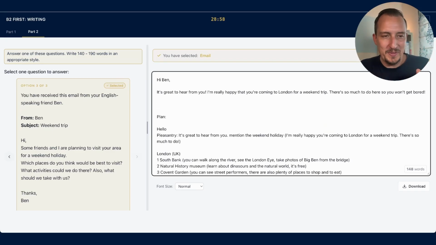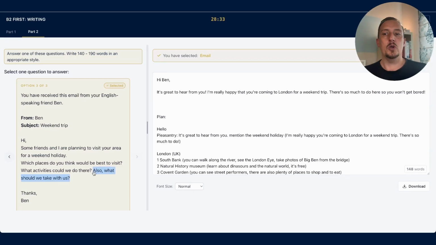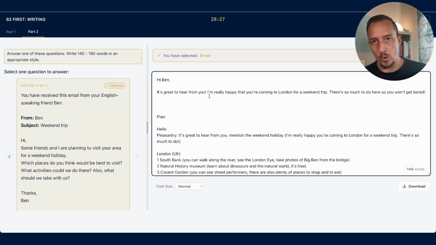We don't want to overdo it with the exclamation marks, but the pleasantry is nice as well, because if you've gone over your word limit, so if you've gone over 190 words, this is one of the first places you can look to cut down on the email. Remember, you want to make sure that you're including everything. You don't want to cut an activity necessarily, or you certainly don't want to cut a point. So you wouldn't want to cut, also, what should we take with us? So come to the pleasantry first if you're over, and likewise if you're under and you really can't write anything else about the activities or things, then come back to the pleasantry. You can always add a couple of extra things there.